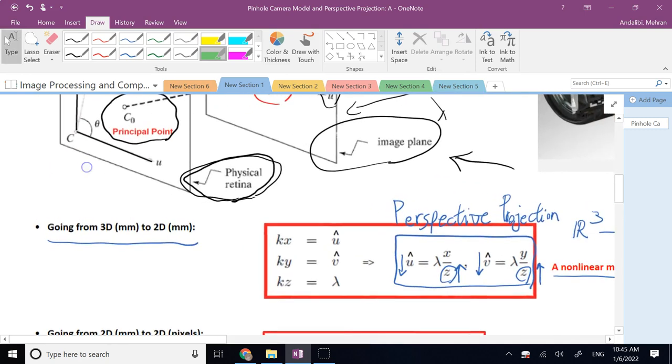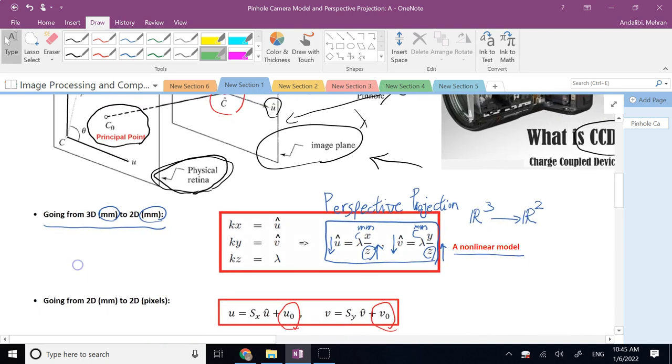What are the units here? The units are the unit of length because x, y, and z are units of length, so they are millimeters. In the image plane, also the units of u hat and v hat are millimeters. So u hat and v hat both have units of length, and that's also indicating that this lambda also has unit of length, like millimeters or meters or anything like that. So everything makes sense unit-wise.